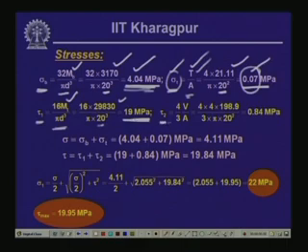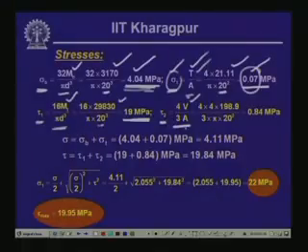The shearing stress because of the direct shear V is equal to 4/3 of V by A. This is the maximum stress, as we observed when we computed the shear stress in a circular cross section: the maximum stress occurs at the center, and the value of the maximum shearing stress is equal to 4/3 V by A, and that is what has been taken here. V, as we have seen, is equal to 198.9 and area is pi d square by 4.